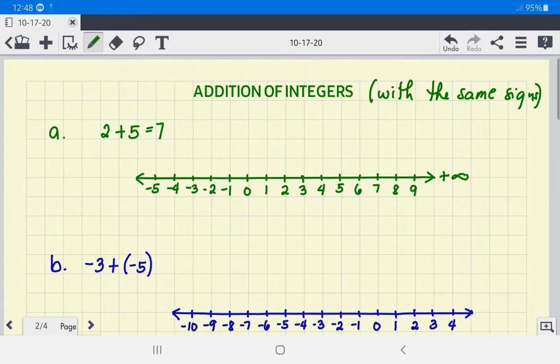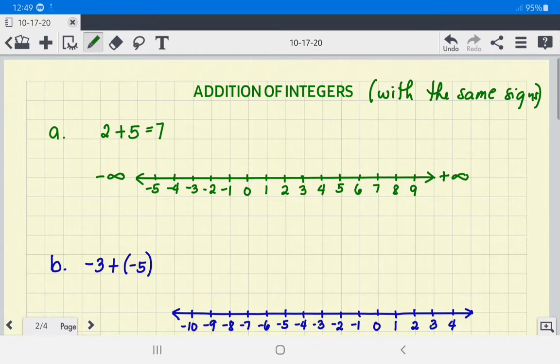After 9, we have 10, 11, 12, and so on and so forth. And then again, from 0, going to the left side, we have all negative numbers. These arrowheads indicate that we can extend it indefinitely. So we have here negative infinity.